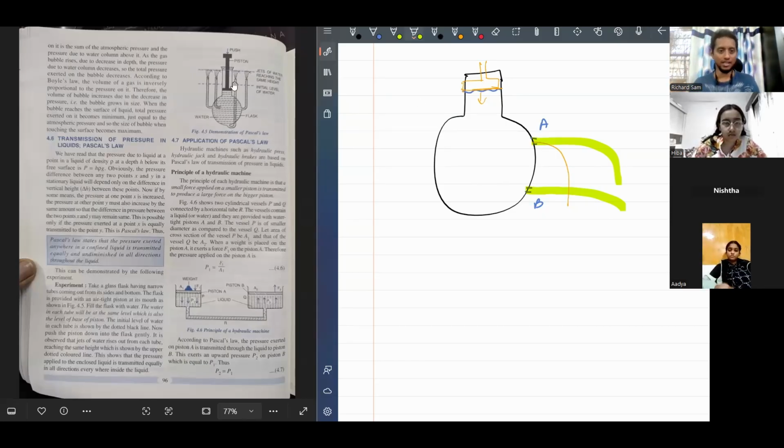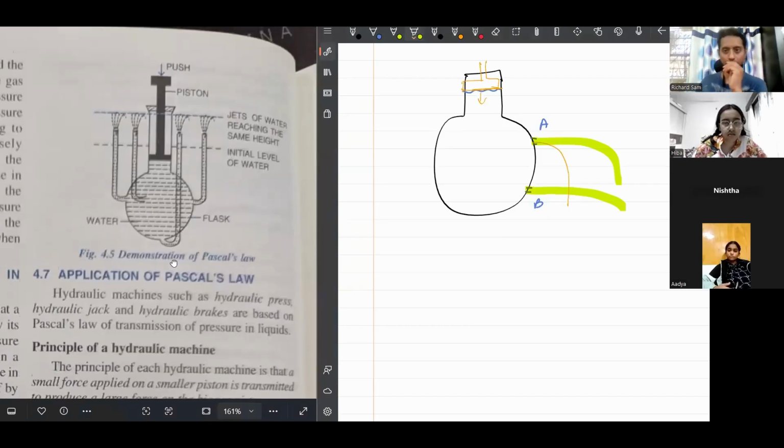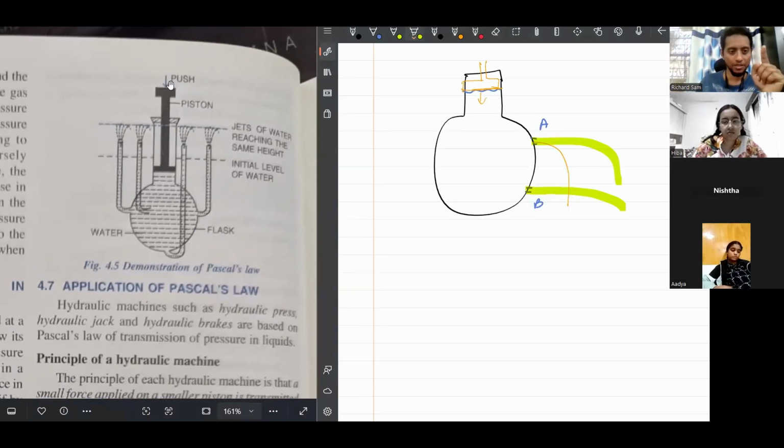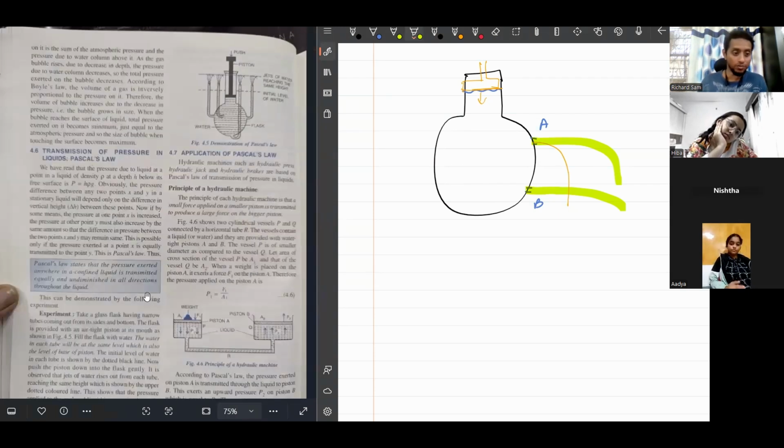Okay, see here, there's another diagram similar to this. They're applying force downwards, and there are these pipes pointing upwards. And see, at all the levels, the water comes out at an equal jet. The jet is at the same height and all. So this happens because pressure is applied onto the fluid.